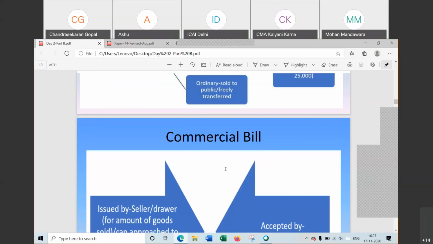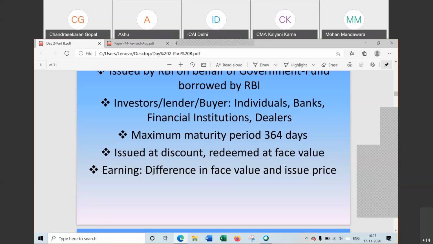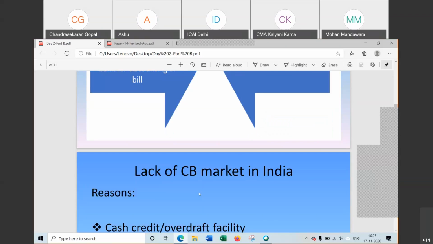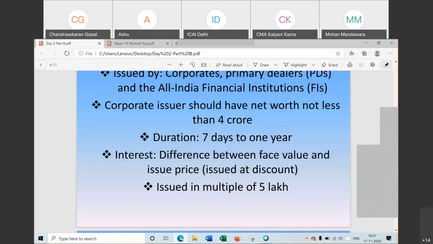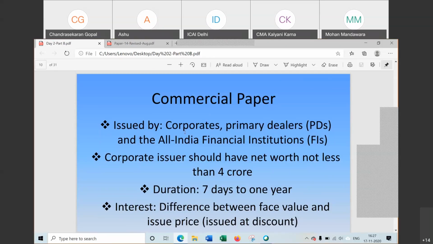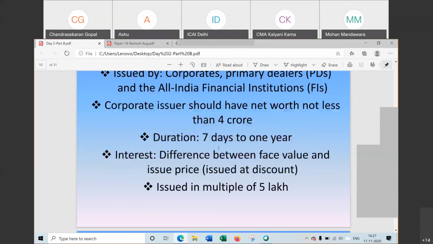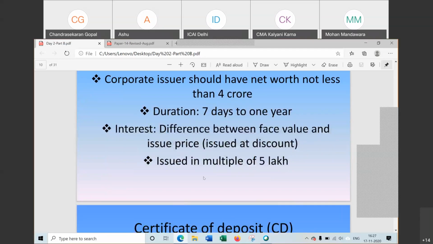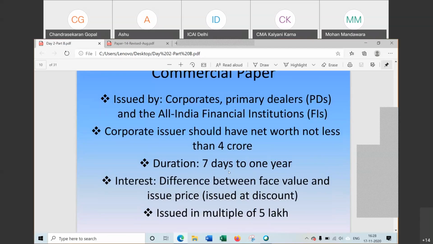In the case of treasury bill, what is the income for the investor? That is the difference between face value and issue price. In the case of commercial paper also, the difference between face value and issue price will be the earning or interest for the investor. Treasury bill is issued by RBI for the government, and this one is issued by corporates, primary dealers and financial institutions. But the corporate should have a net worth of 4 crore, time period 7 days to 1 year, and it is issued in multiples of 5 lakh: 5, 10, 15. In this way, commercial paper is issued.